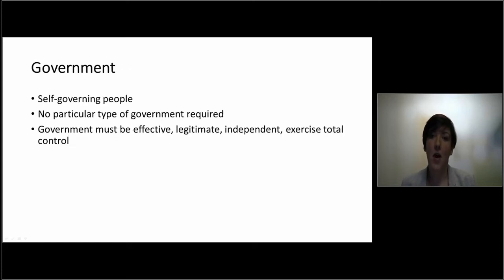The government must sort of represent the people within a state. So the people must be self-governing. However, that does not mean that there is a certain requirement to have a certain mode of government. So there's no requirement that the government should be a democracy, for example. However, the government must be effective, legitimate, independent, and exercise total control over the population and its territory.